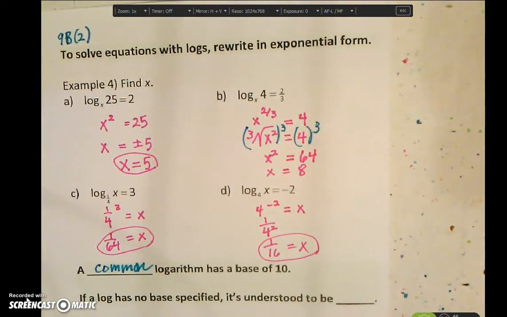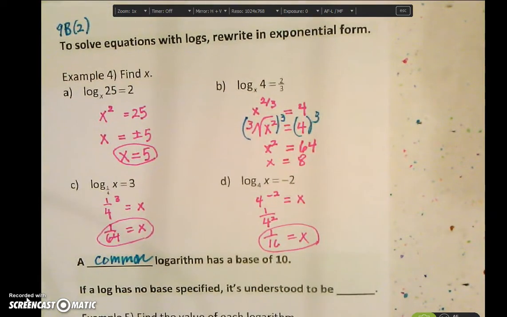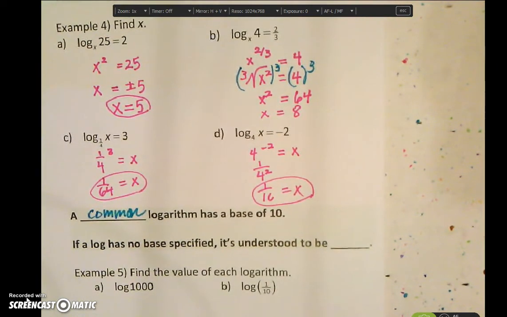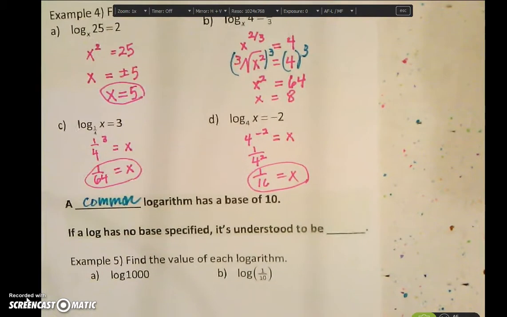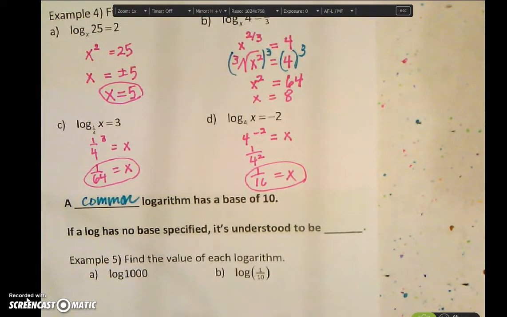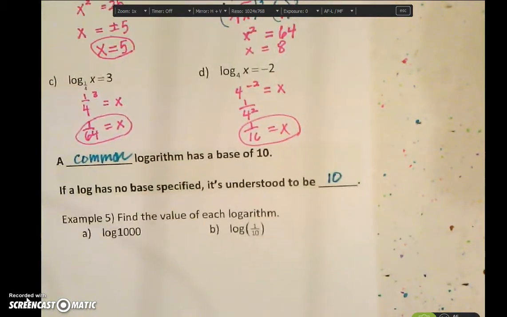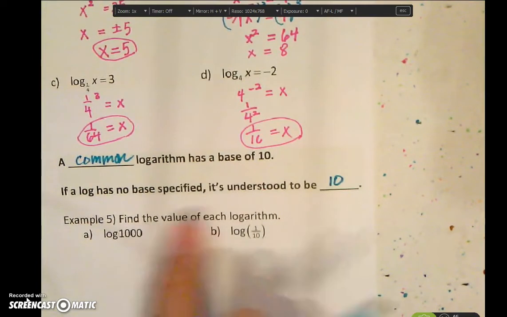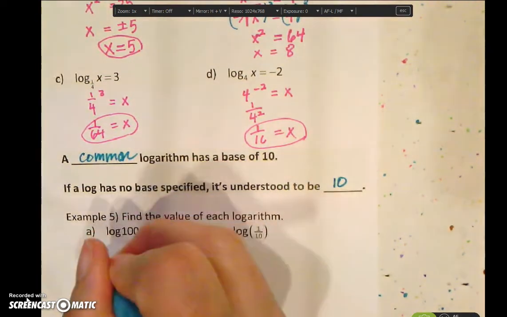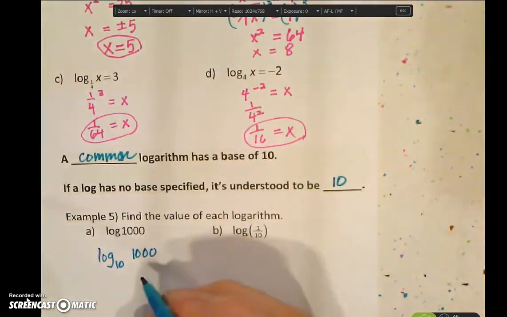All right, so here we have that a common logarithm has a base of 10. Back before calculators, they used to use logarithms to do arithmetic with big numbers, and a common logarithm was frequently used, and it has a base of 10. If a log has no base specified, it's understood to be a base of 10. So for example 5, find the value of each logarithm. When I have a log but there's no base there, it's understood to be log base 10 of 1,000.